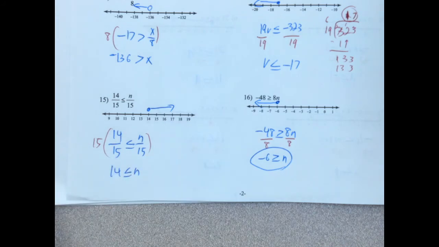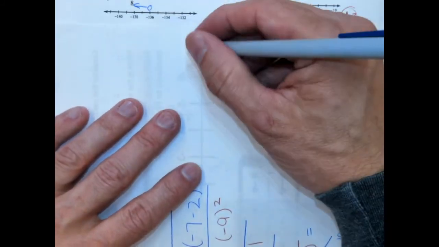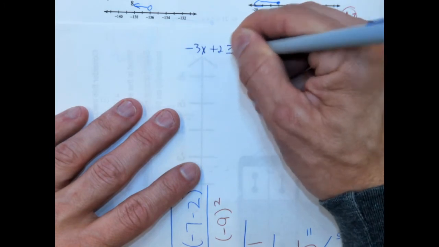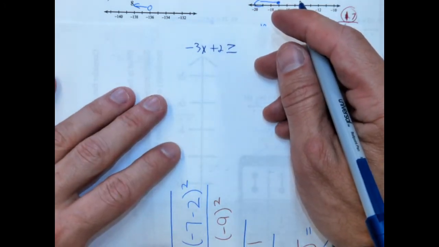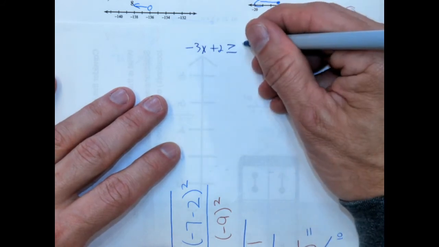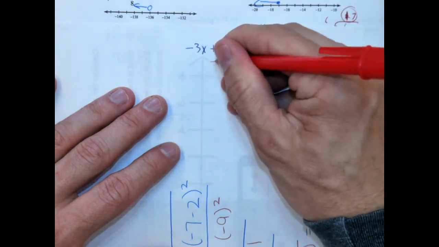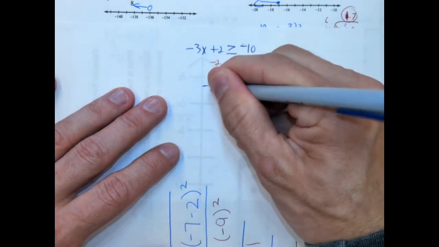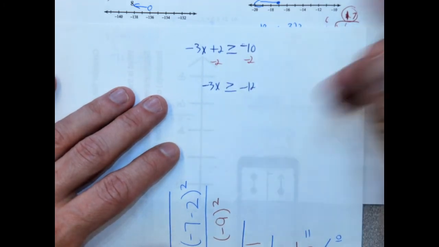Let's do an example though of when you have to divide or multiply by a negative. So let's say we have negative 3x plus 2 is greater than or equal to negative 10. Let's do that. All right, so let's solve for that. So we're going to subtract 2 from both sides. We're going to get negative 3x is greater than or equal to negative 12. We're then going to divide by negative 3.